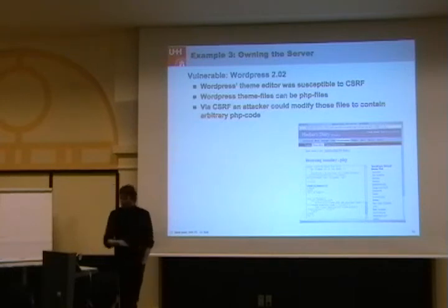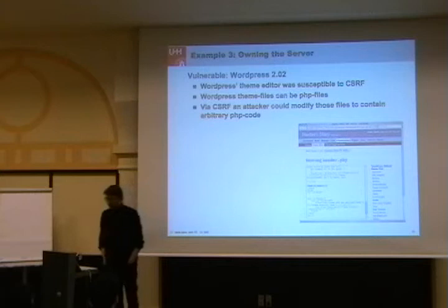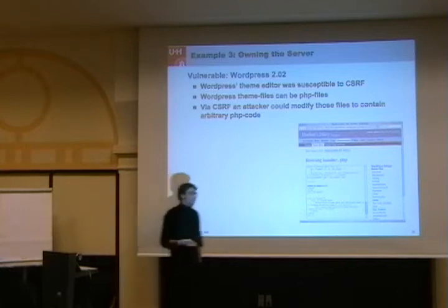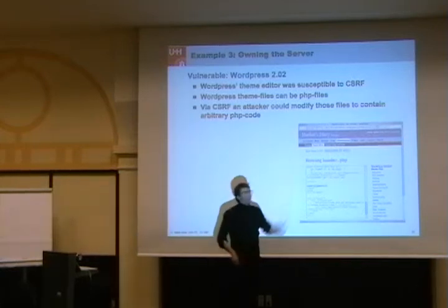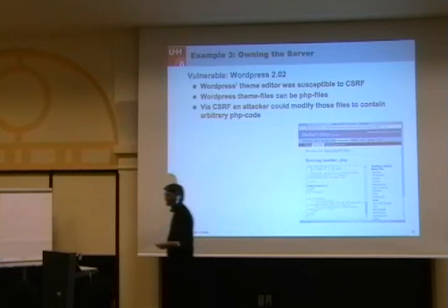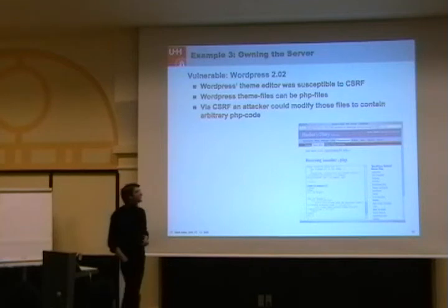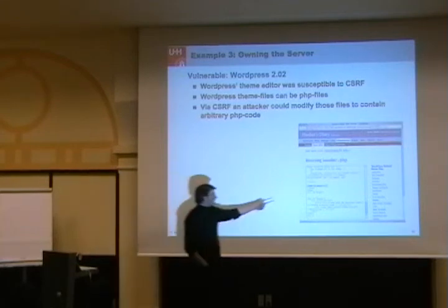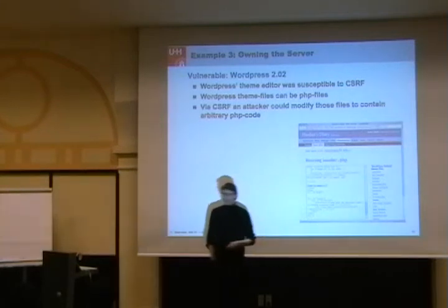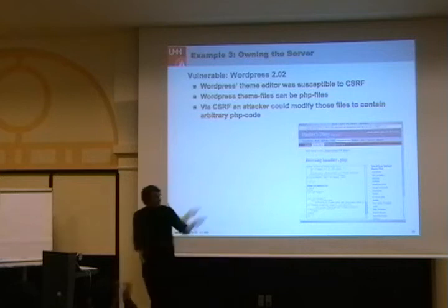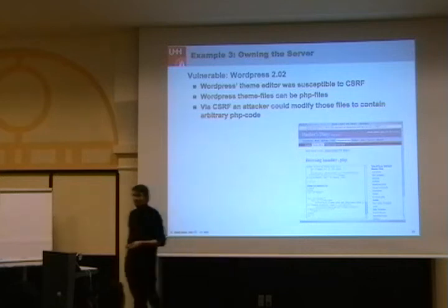WordPress is a rather popular blogging software, and WordPress was also not really protected against cross-site request forgery. Every WordPress blog looks different because they have themes. If you look at the themes, you see they are actually executable PHP files, and you could edit these themes with your web browser in your WordPress admin panel. And this admin panel obviously was not protected against cross-site request forgery.